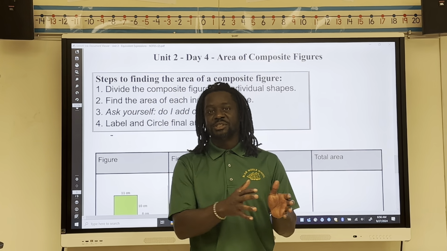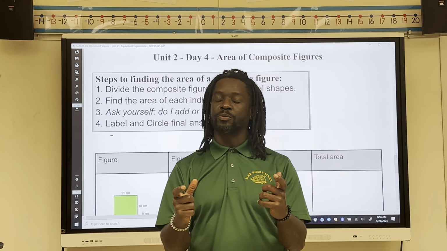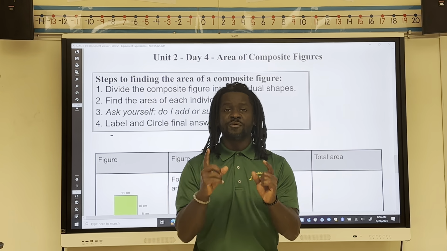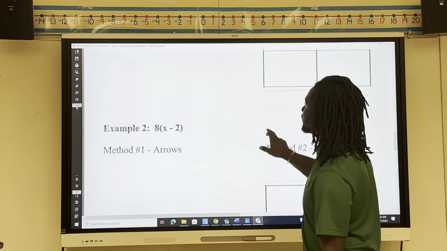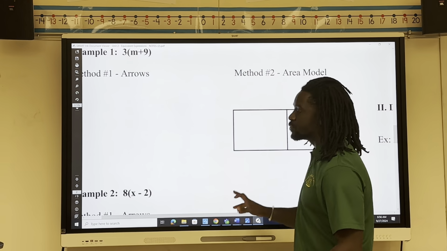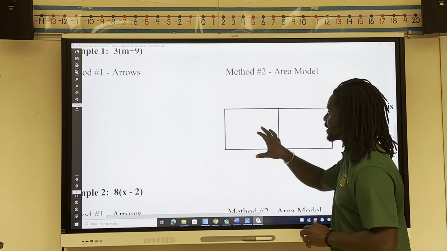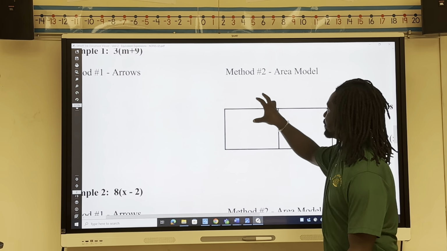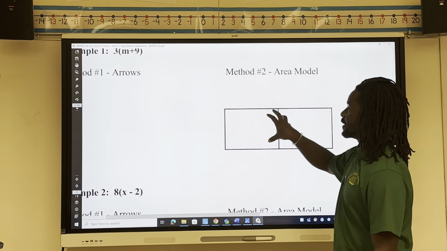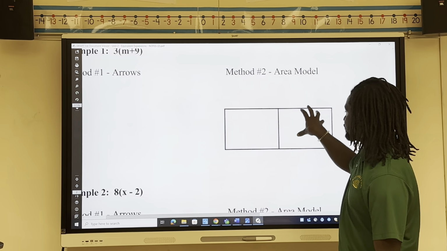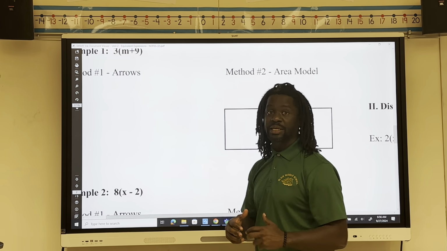We are going to be shifting topics just a little bit, but they are connected. If you will remember last time, we were looking at how to model the distributive property using the area models, right? And so if you remember last time, we found the area of this rectangle, then found the area of this rectangle, and then added them together.